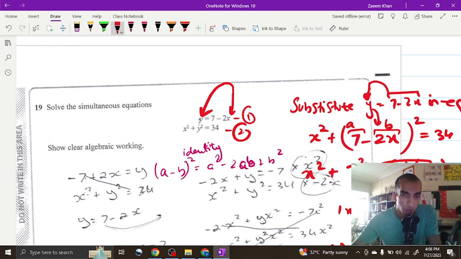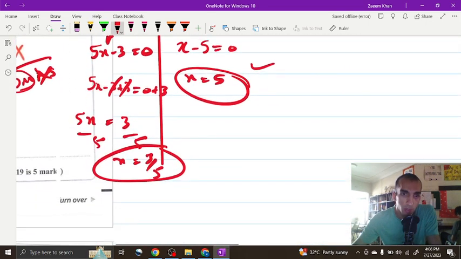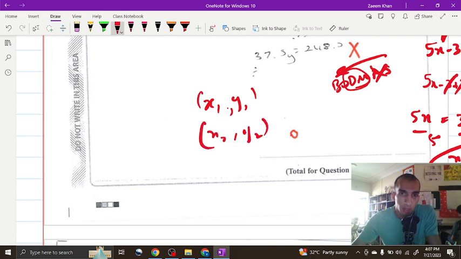Just 2. We're gonna get two answers for y. So one by one you're gonna plug in these values of x. Once you're gonna plug in 5, once you're gonna plug in 3 by 5. Then you're gonna get some corresponding values for y. And both of them combined are gonna be your answers. You're gonna write x1 comma y1 once and x2 comma y2 second time around. And this is what your answer is going to look like.